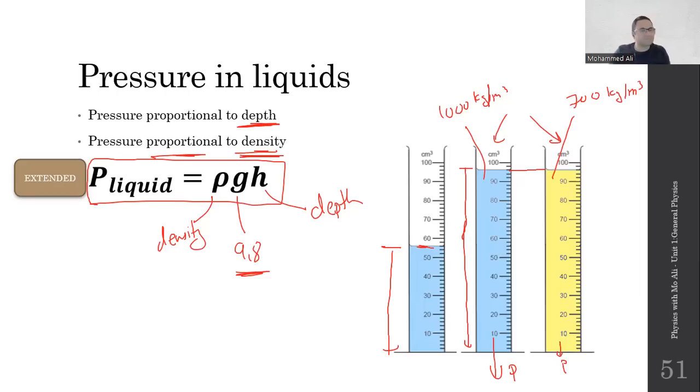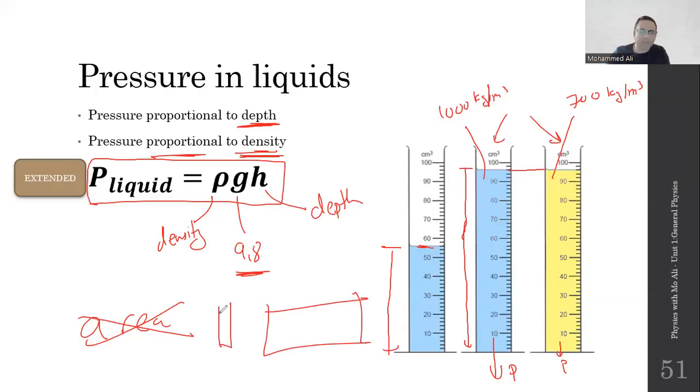Now, the final point I want to make here, which is very important: the pressure of a liquid is not affected by the area of the container. Give me a thin container, give me a thick container, it does not matter. The cross-sectional area does not matter. Give me a wavy container with a different cross-sectional area, it still doesn't matter.